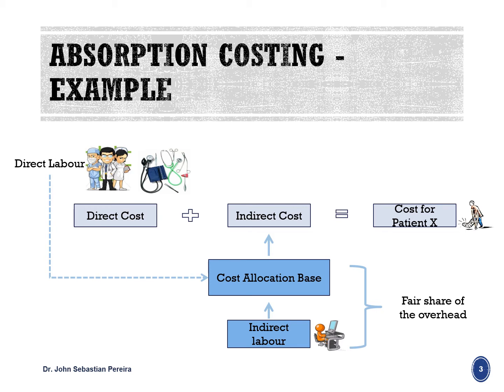The business would use the cost allocation base to estimate a fair share of the overhead that needs to be billed for patient X. Now, this cost allocation base in this particular case would be labor hours. In most businesses, that is the case. However, when the manufacturing process is very machine driven, then the cost allocation base could also be machine hours.